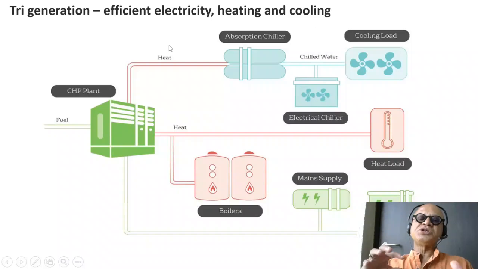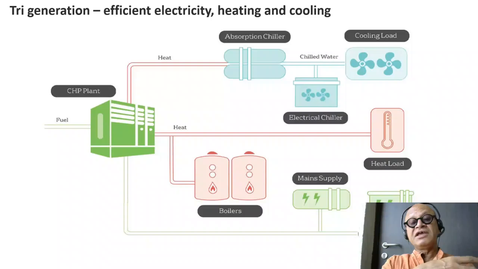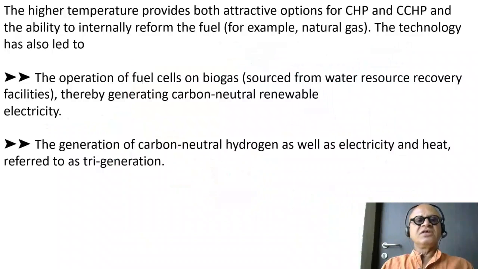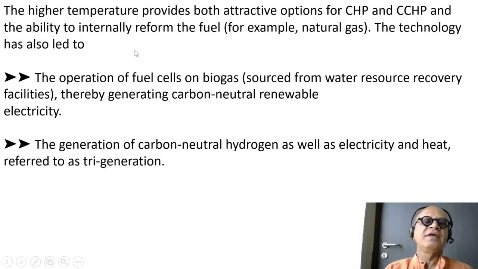We'll look at trigeneration in other contexts later on in terms of producing hydrogen, but nonetheless, I hope you get the idea. So instead of having separate units of driving turbines with fossil fuels and trying to use the exhaust heat for heating water and producing steam, you combine the two and increase the efficiency. The higher temperature provides attractive options for combined heat and power or combined cooling, heat and power, and the ability to internally reform the fuel, for example, natural gas.